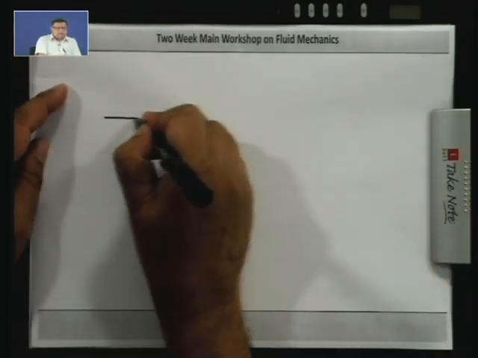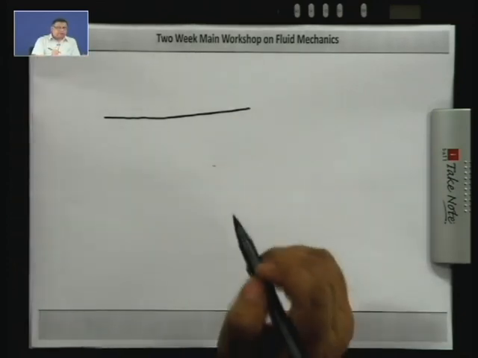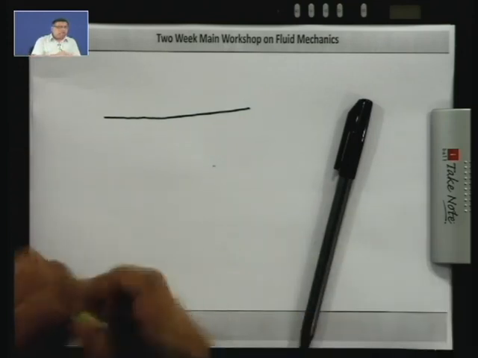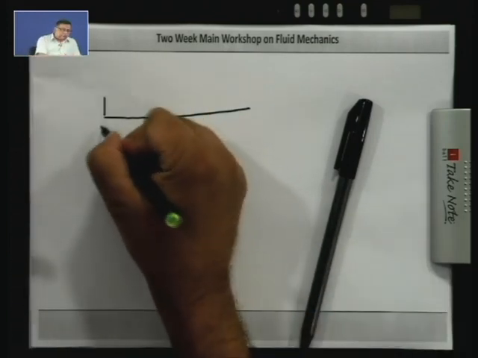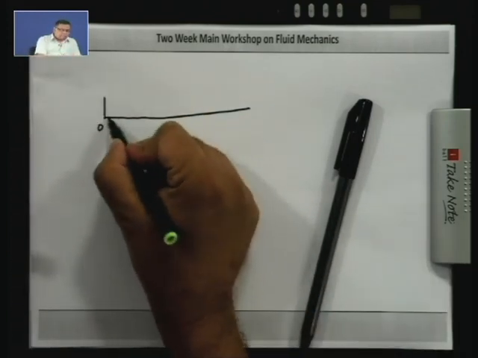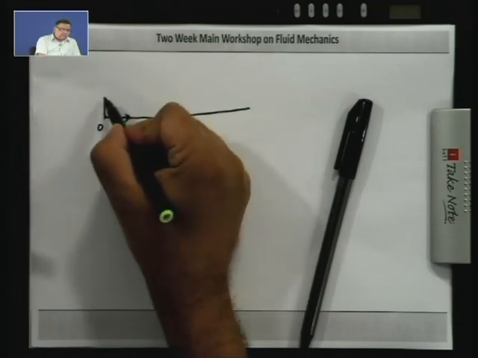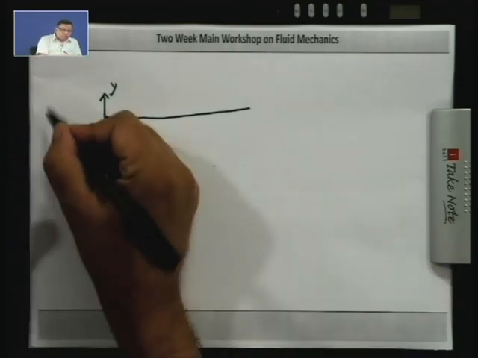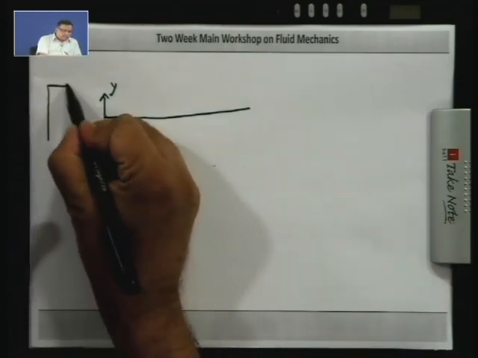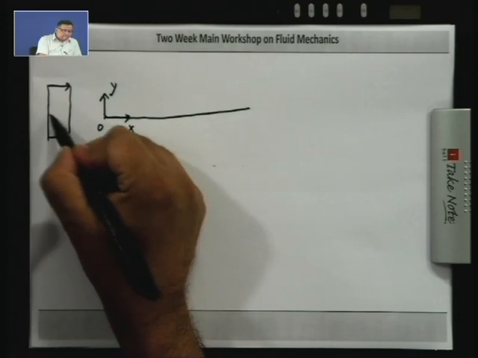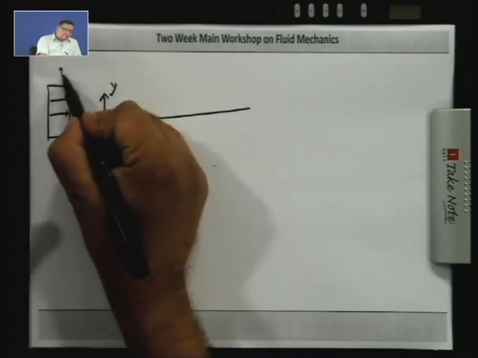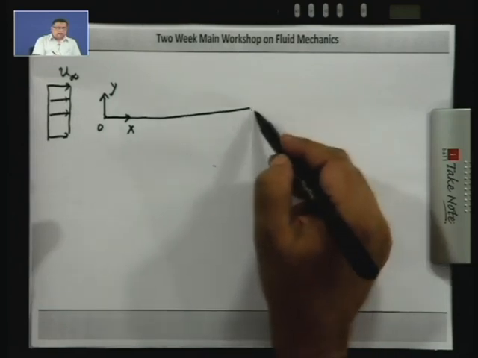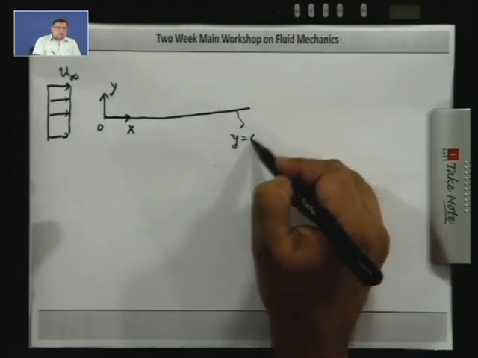So, we will consider a plate of infinitesimal thickness, and we will choose a coordinate system with origin at the leading edge. So, this is the origin, this is x, this is y, and the upstream flow is in the x direction. So, the plate is y equal to 0.